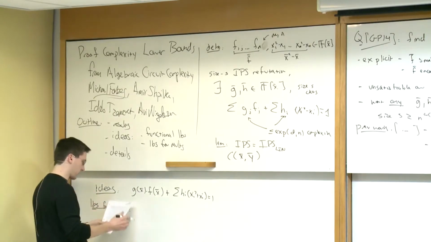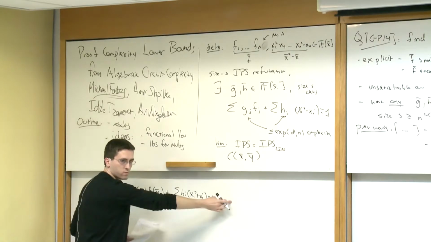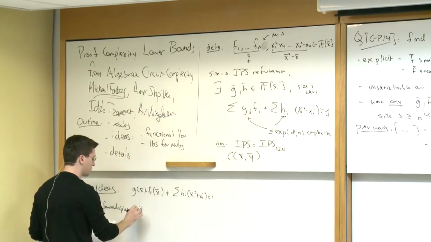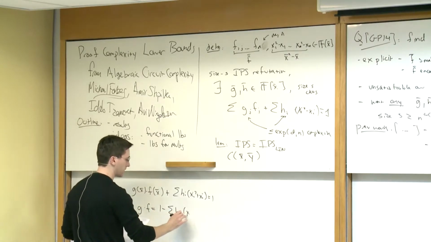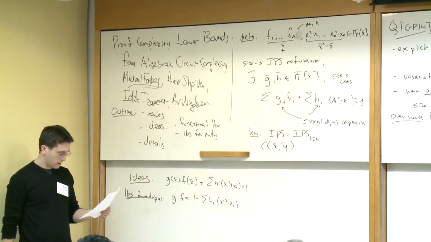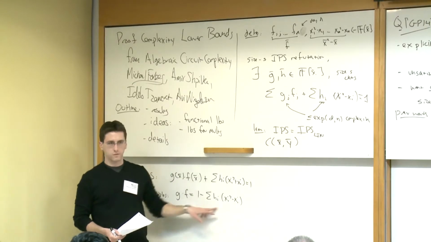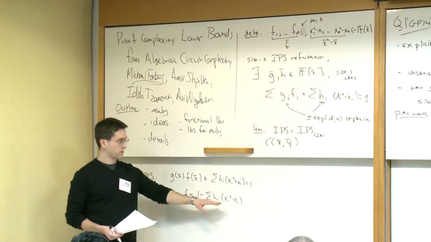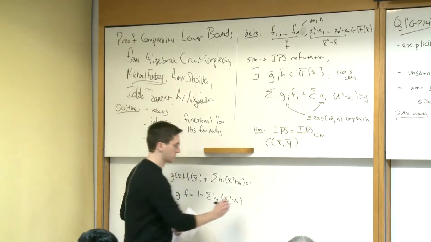Okay, so the idea is that you take this expression, and you just move the second part to the other side. Okay, so what do you get? You get g times f is equal to 1 minus summation hi xi squared minus xi, right? The first thing to note is that this is a non-zero polynomial, because if you just plug in a Boolean value, you get 1, because this entire thing vanishes. Okay, so this is non-zero.